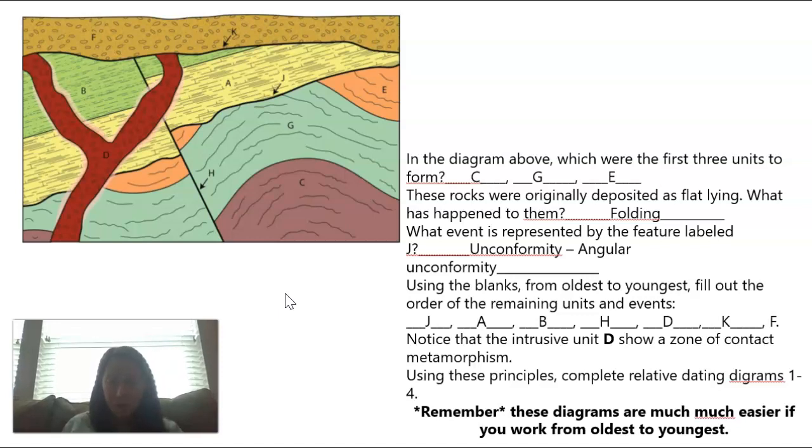Okay? So again, if, for example, the contact zone was touching A but it wasn't touching B, although it is, then you would maybe think that the intrusion was somehow older than B. But that wouldn't work with this diagram. But I think you are getting the idea. So lastly, remember that these diagrams are much, much easier if you work from oldest to youngest. So that's the way that we're going to go about it, okay?